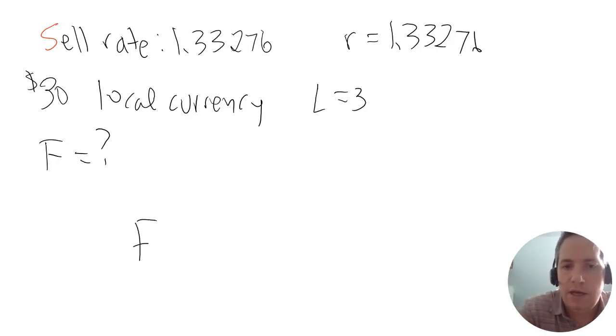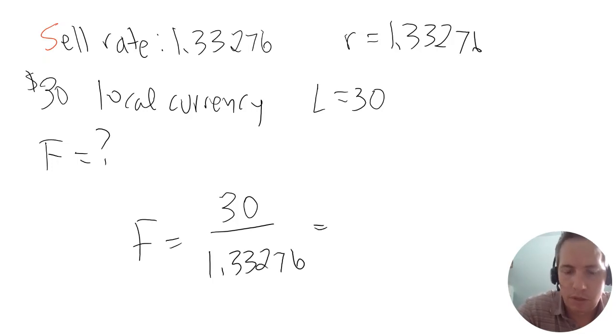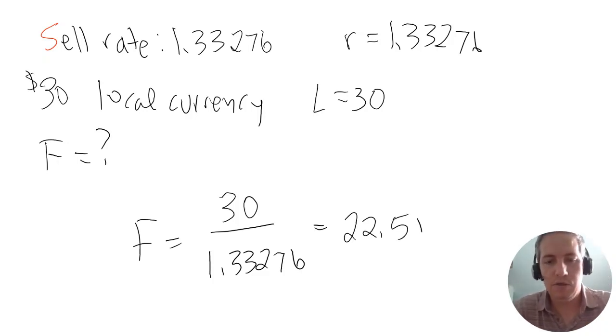So in this case, F is equal to L, which is 30, divided by R, which is 1.33276. So 30 divided by 1.33276 gives me $22.51. So if I have 30 Canadian dollars, I get $22.51. This allows me to take the currency that I have after I've spent some money in Canada and figure out how much money I'm going to have back.